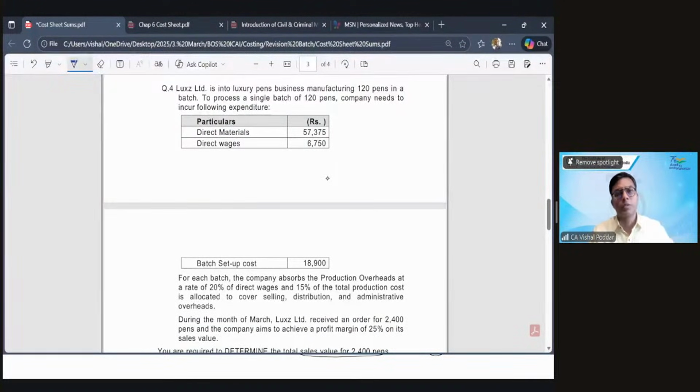So Luxy is a company into the luxury pen segment, manufacturing 120 pens per batch. Now, to process a single batch of 120 pens, the company incurs the following expenditure. So remember, this is expenditure for the batch, and the batch is of 120 pens: direct material, direct wages. Now, this is important. This will vary per pen. Why? Because these are direct costs. But this is the batch setup cost. This has no connection with the number of pens. Even if you make 200 pens, the cost should remain the same. Why? Because this is the batch level cost.